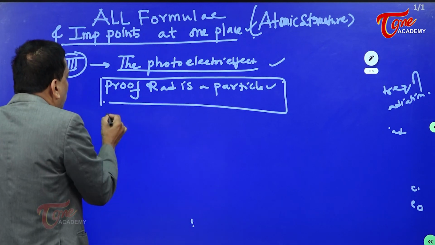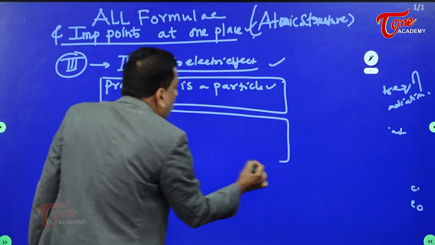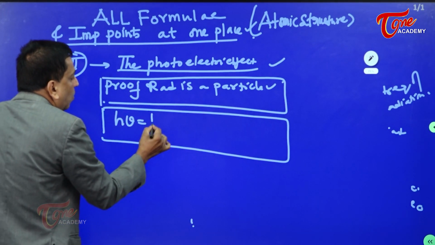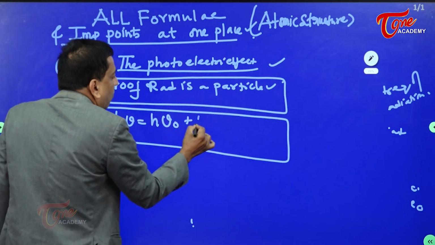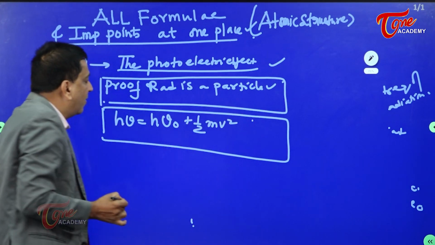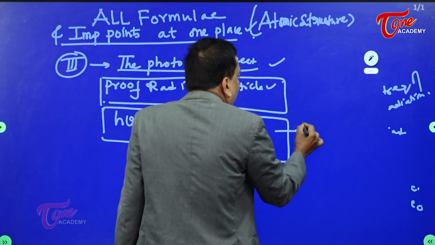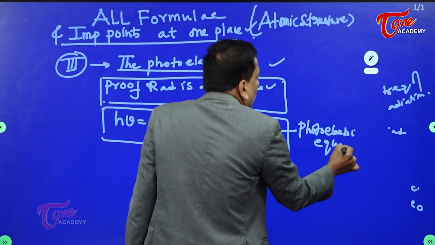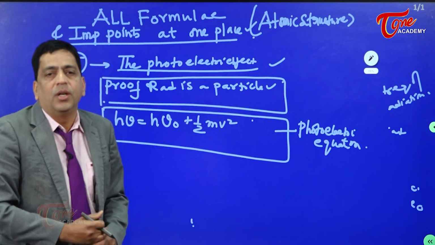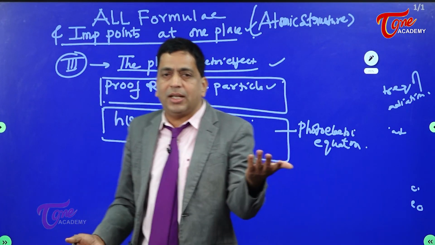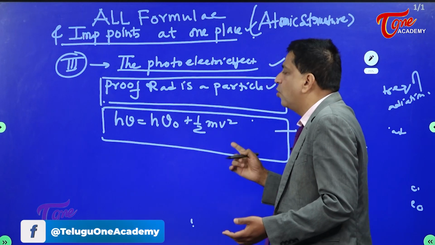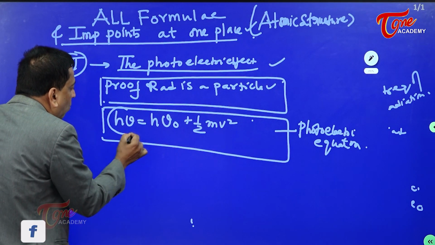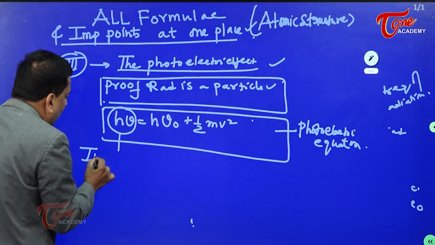Now, what is the other question which you are supposed to get? If I can put this in a box, remember that the equation is h nu is equal to h nu naught plus half mv square. You must understand this. This equation is nothing but the photoelectric equation. Which of the following is a photoelectric equation? If he is asking you, then it is h nu is equal to h nu naught plus half mv square. Now, what is all this? Remember that this particular quantity is nothing but the incident energy.